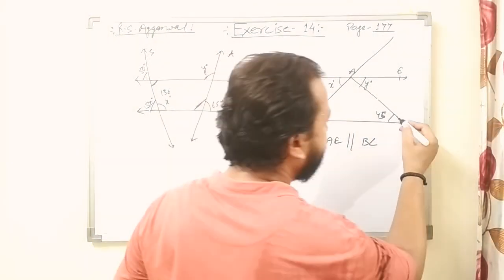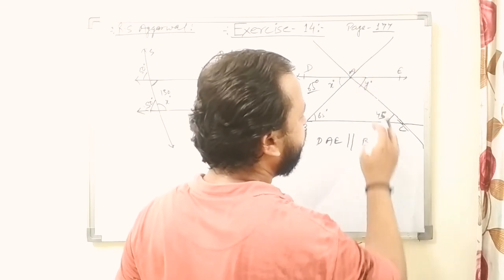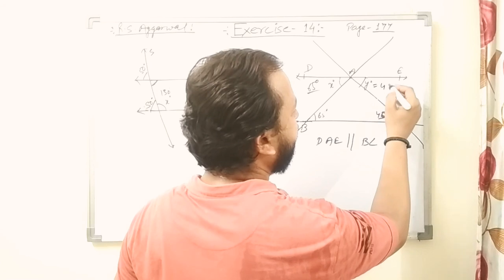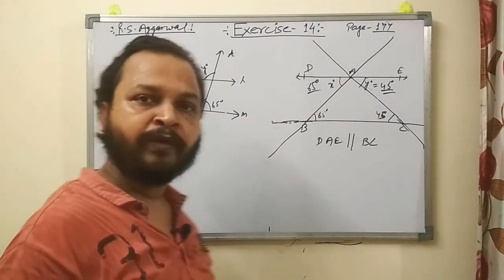So by the same way, you can just draw this, right? So this angle is also equal to this angle. This is 45, this is also 45, right.